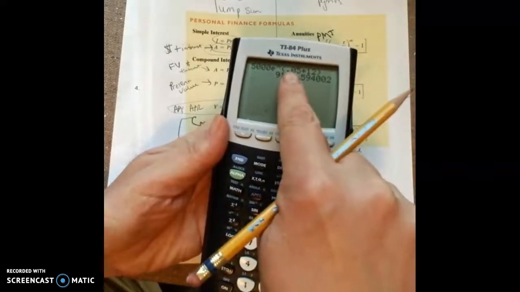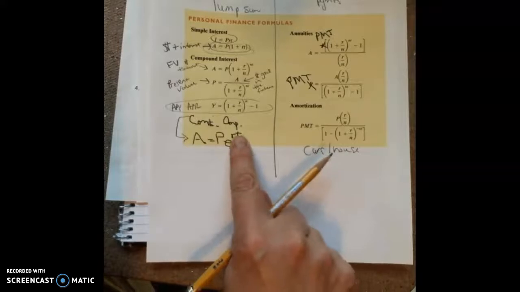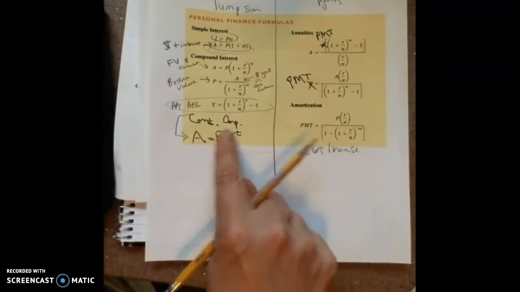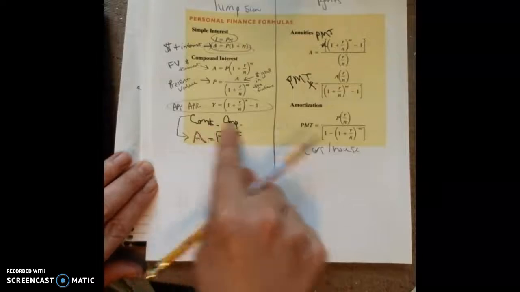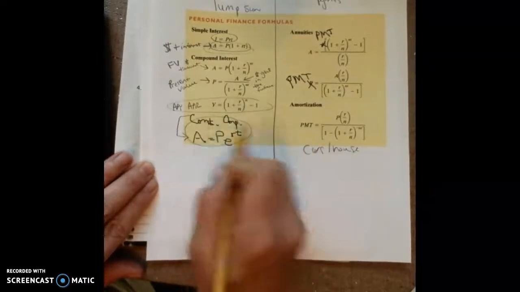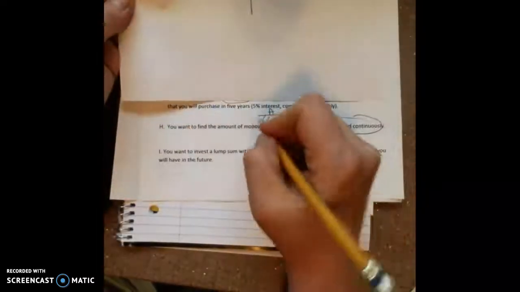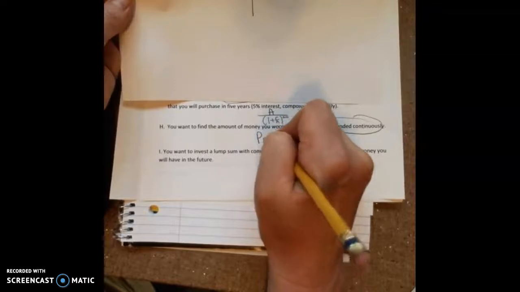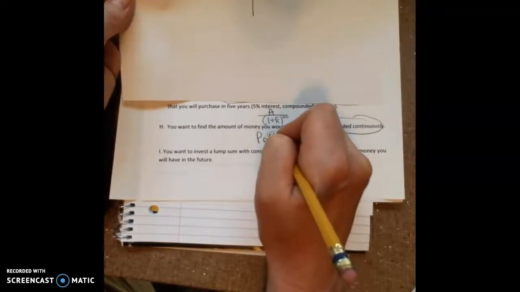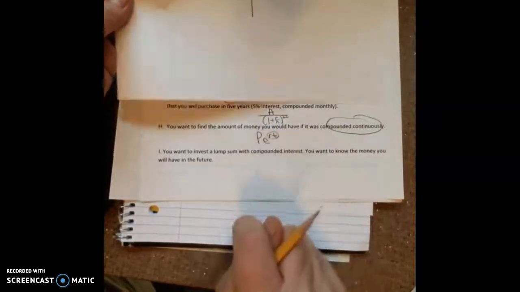And again, I usually take my exponents times each other separately just to save myself power. But again, if this is continuously compounding, there is no debate. It has to be this. There is no other choice. So P, E to the RT. And again, I usually take the RT off by myself and then just type that in.